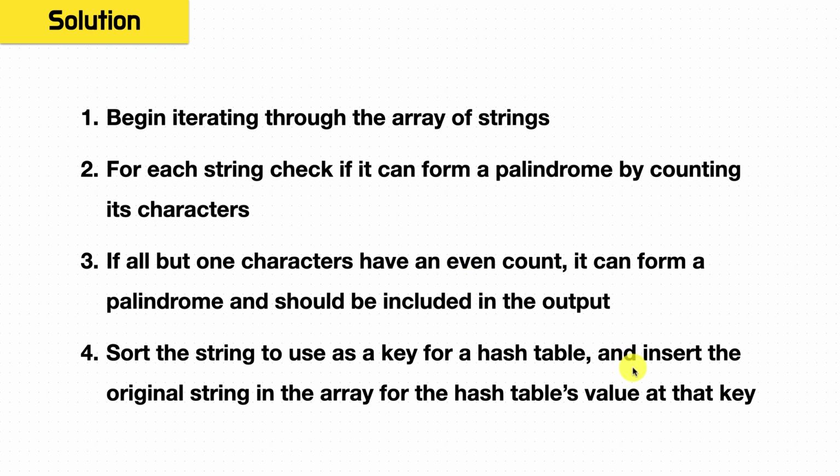Then to group the strings that are permutations of each other, we just sort the string and use a hash table where this sorted string is the key, and then we use an array to group all the similar permutations.